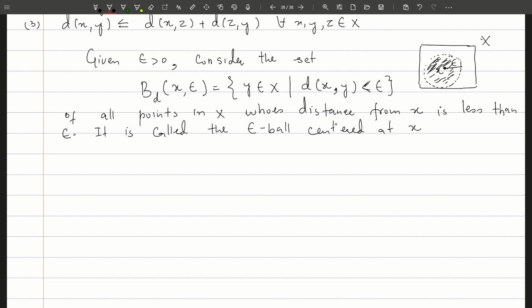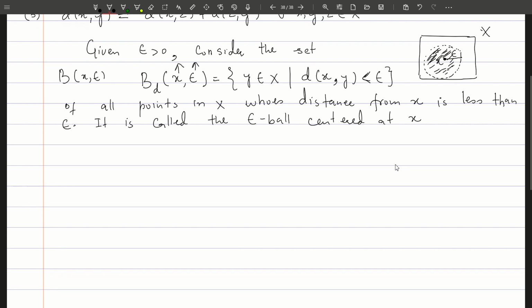So this x over here is the center, and this epsilon is the radius, and this d indicates the metric with respect to which we take this open ball. Sometimes we omit the metric d from the notation, and we write simply this ball as B(x, epsilon) when there is no confusion of metric. However, if there are more than two metrics involved, then we have to specify with respect to which metric we are taking this open ball.